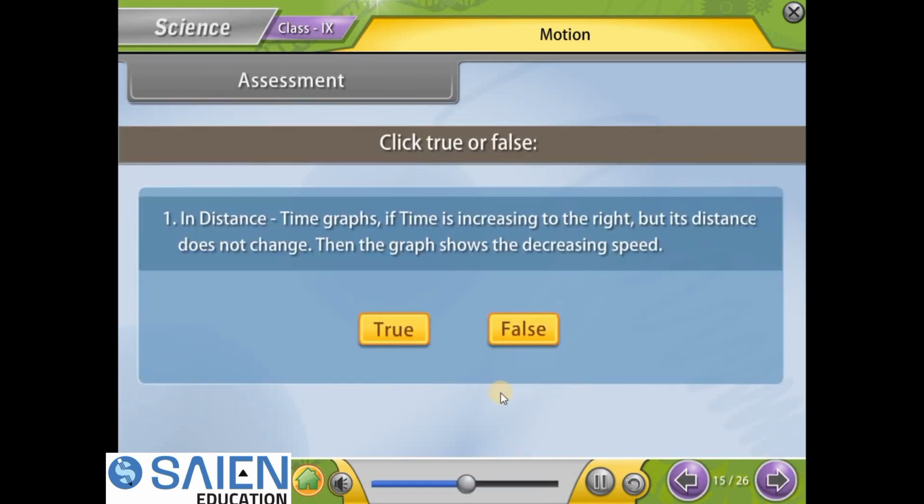Assessment. Now answer the given questions. Click true or false.